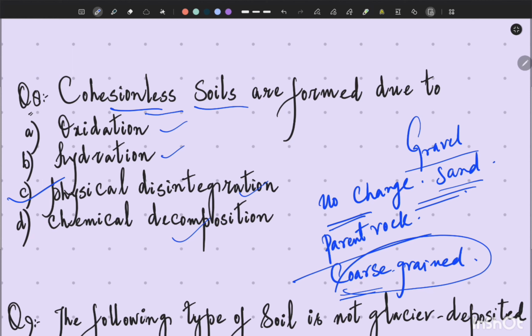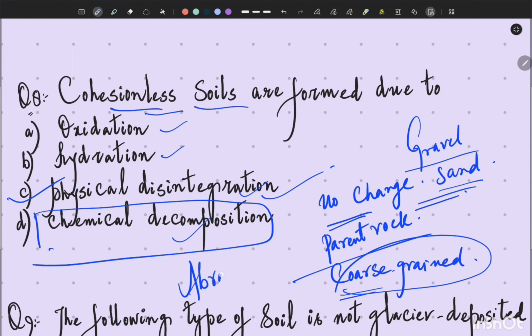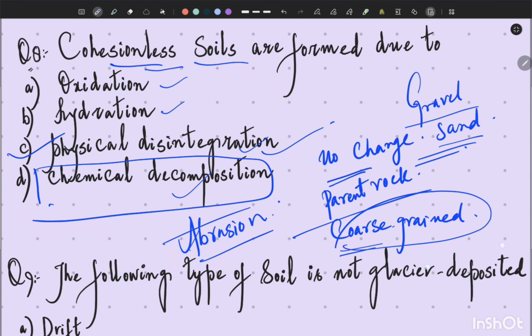Oxidation and hydration are certain reactions which happen during chemical decomposition or the chemical weathering of the rocks. So cohesionless soils are formed not due to oxidation, not due to hydration, but due to the physical disintegration or mechanical weathering of the rocks, in which certain changes can occur due to temperature changes, wedging action of ice, spreading of roots of plants, or abrasion. Alright. So this was about question number 8.